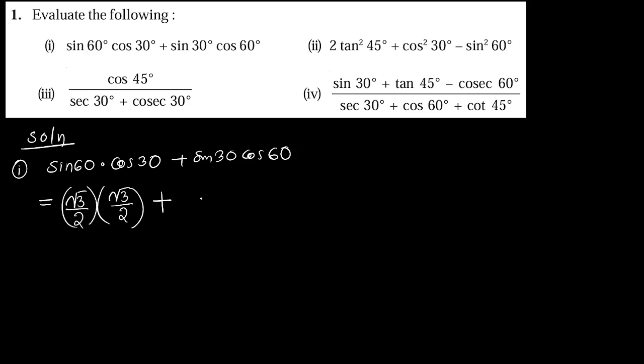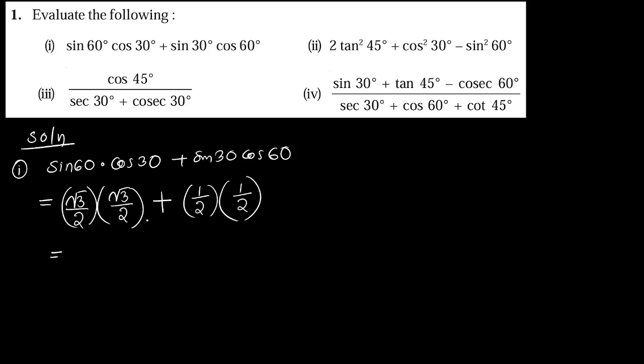Cos 30 is root 3 by 2. Sin 30 is 1 by 2. Cos 60 is 1 by 2. So root 3 into root 3. If anybody finishes, please tell me. I will give you a separate question. Yukta, Samruddhi.